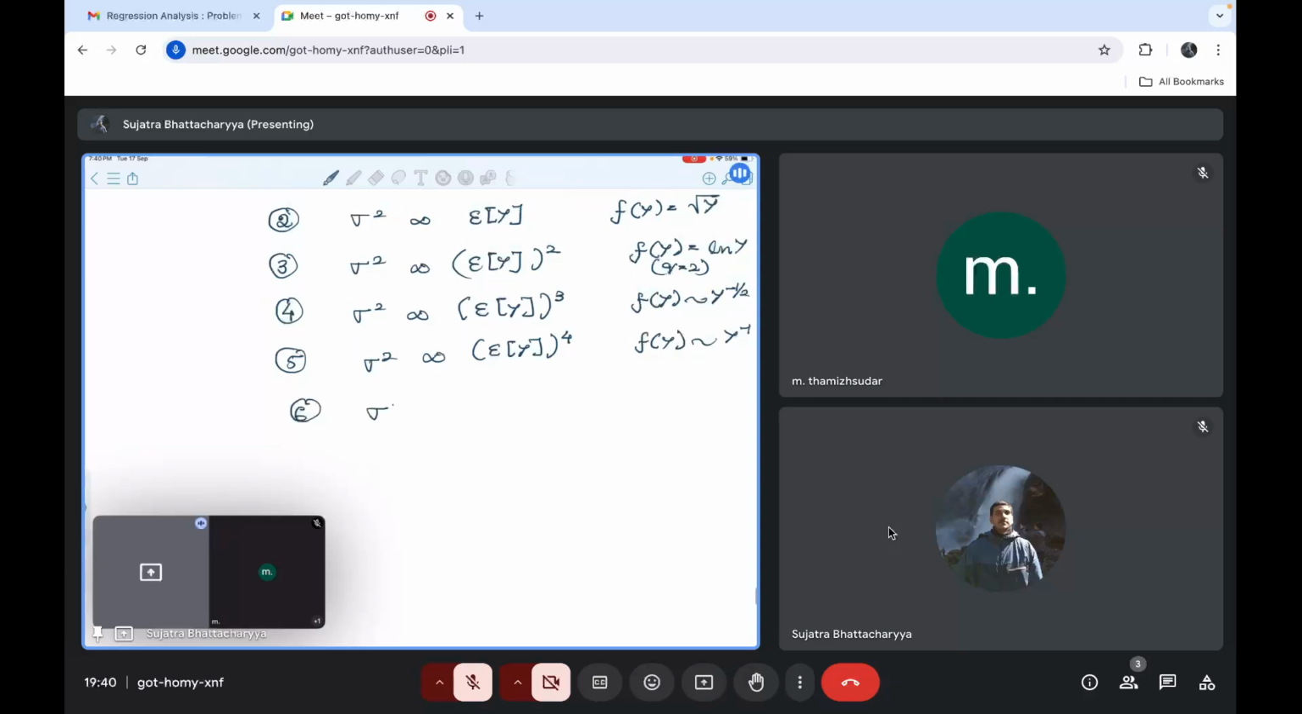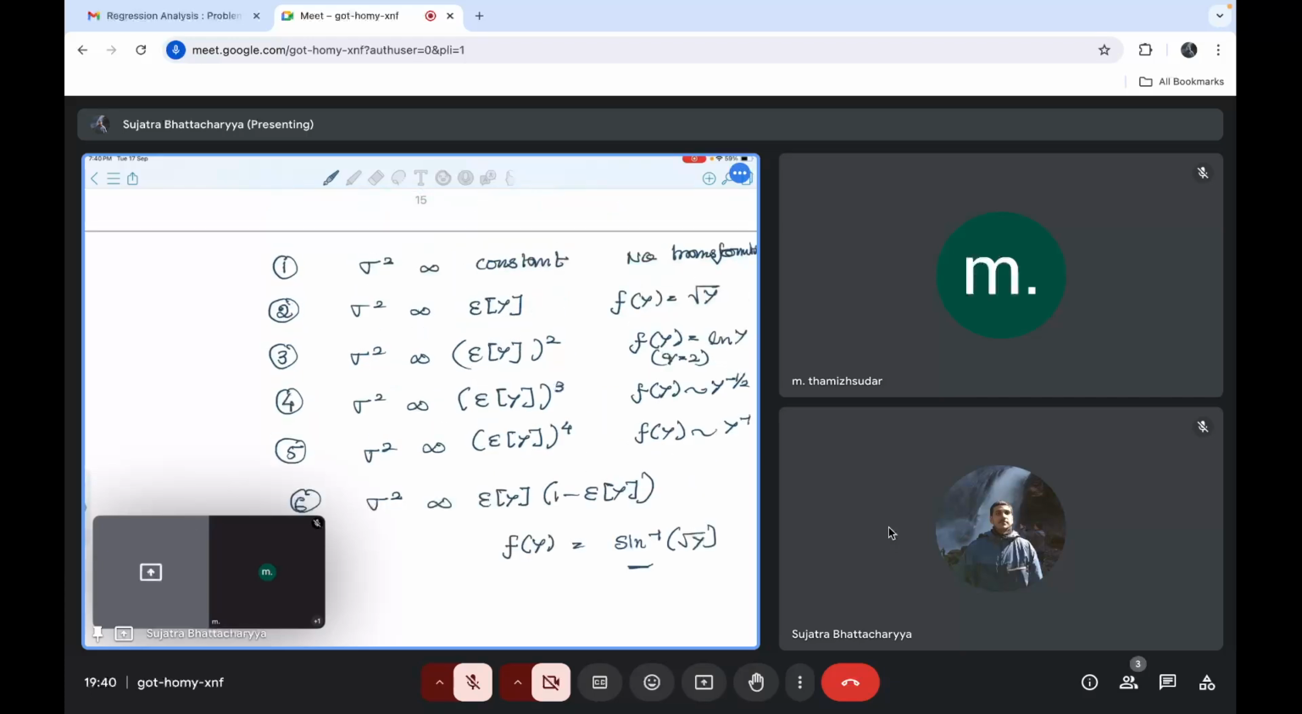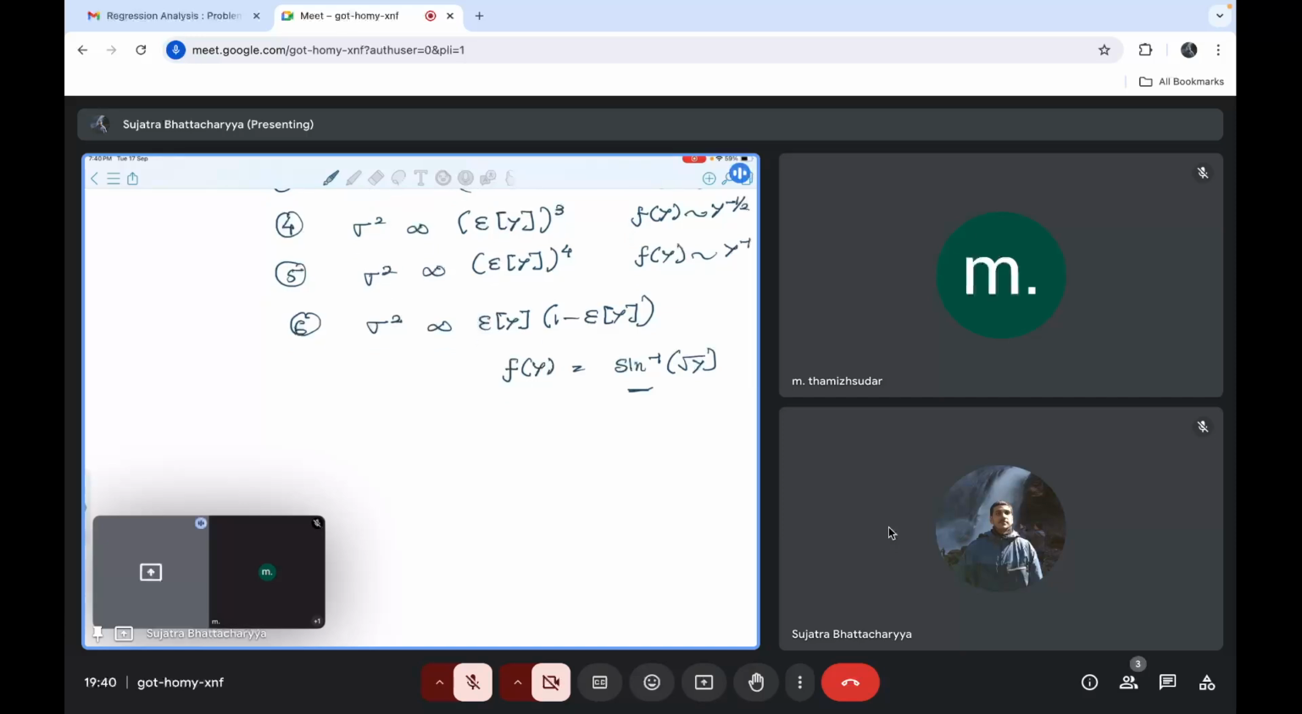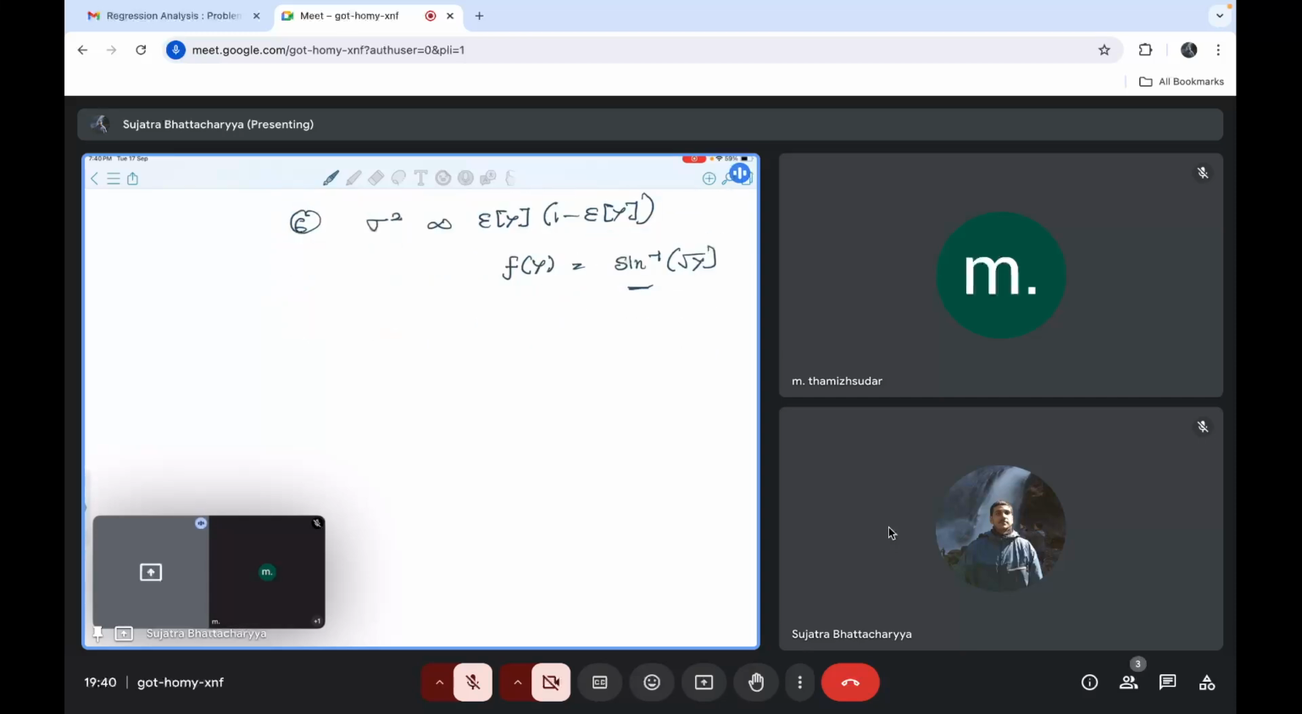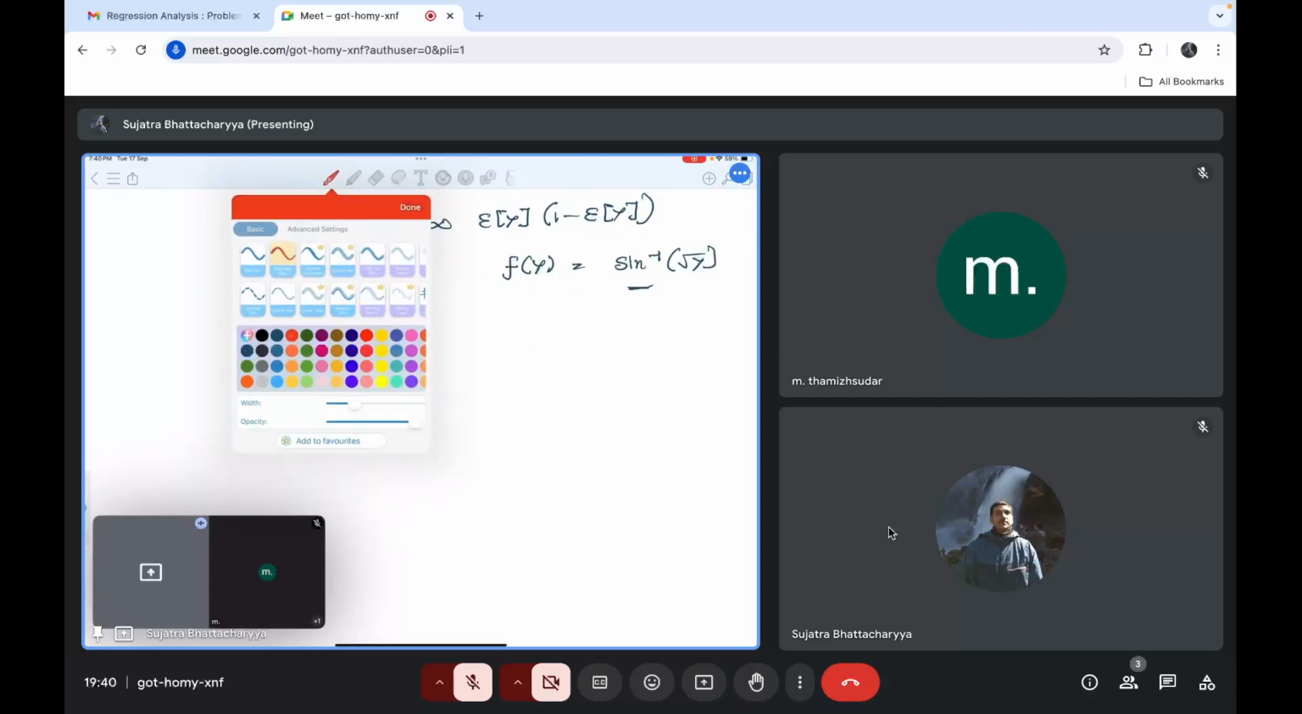And another is the sigma square. If it is like this, that it is E(y) into 1 minus E(y), this kind of case, then you have to use f of y as sine inverse root y. This is that proportional case. And this one is the Poisson case. So these are some lists of the transformation. And there are some transformations to linearize the model. Let's do those and finish today.